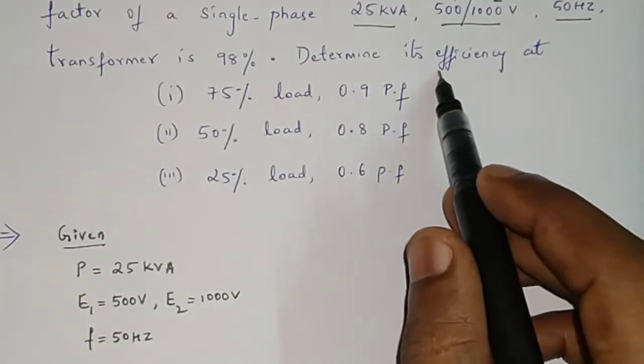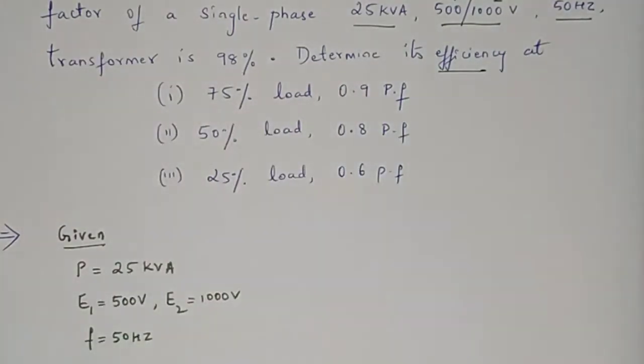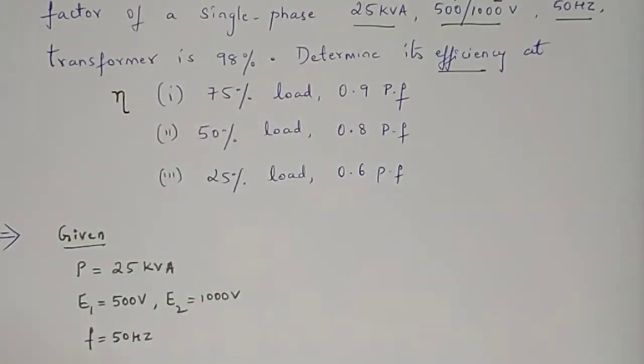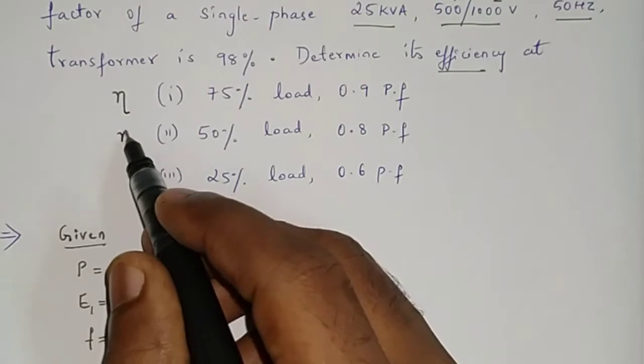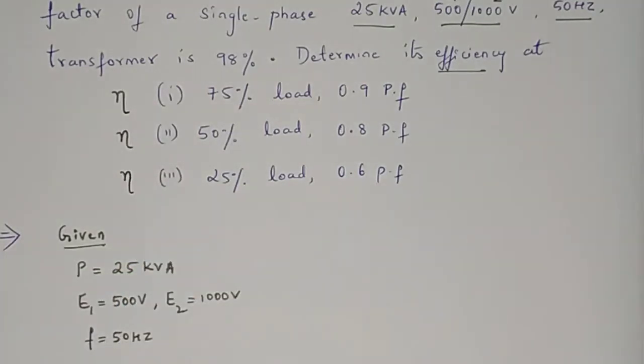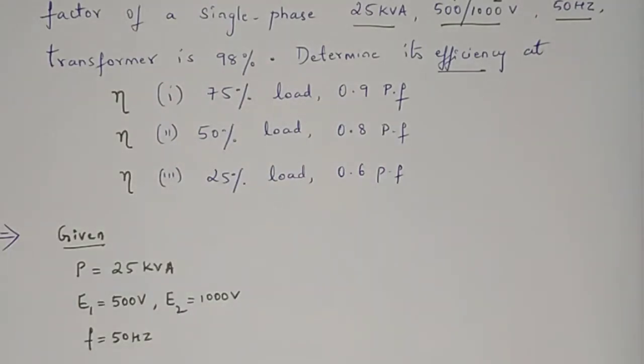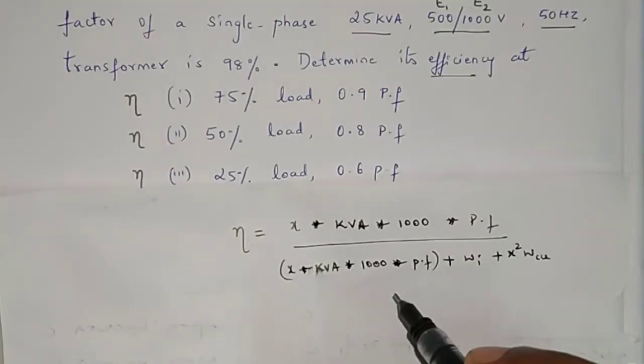They are telling us to find the efficiency at three different cases. Efficiency is represented by the symbol eta. So we are going to find out the efficiency for three cases. The same parameter we are going to find. So first thing, before finding efficiency, we will write down the formula for efficiency of a transformer. So this is the formula for efficiency.